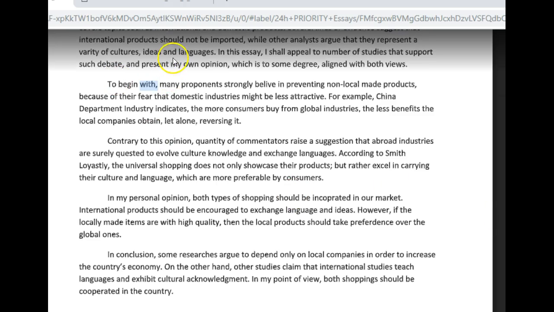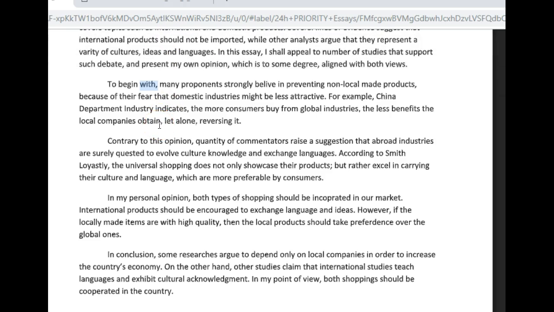Also, I have to tell you, I wasn't super happy with this. "I will present my own opinion, which is in some degree aligned." Just be a little more specific. So on the one hand, I believe this. However, this is also true. All right, be a little more specific here. All right, let's move forward.